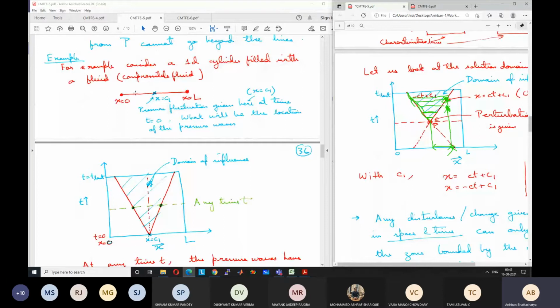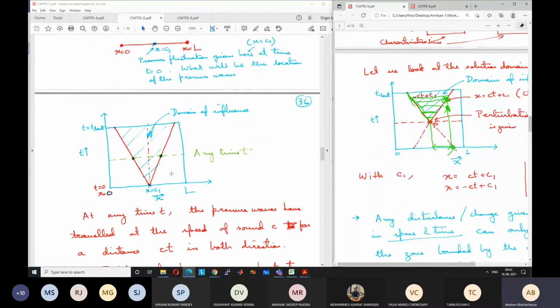So if we draw this in the time-space coordinate system, it looks like this. At t equal to 0, I have given a fluctuation at x equal to c1. Now the pressure wave is traveling with speed c in both directions. At any time t, it has traveled ct in this direction and minus ct in the other direction. So this point at time t is c1 plus ct, and this point is c1 minus ct. These green points. Basically these lines represent c1 plus ct and this line represents c1 minus ct.